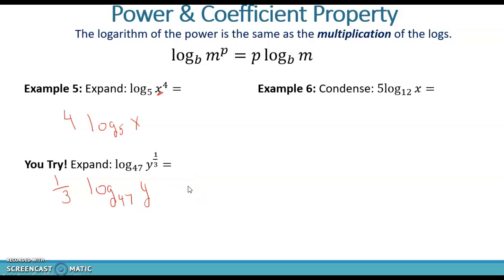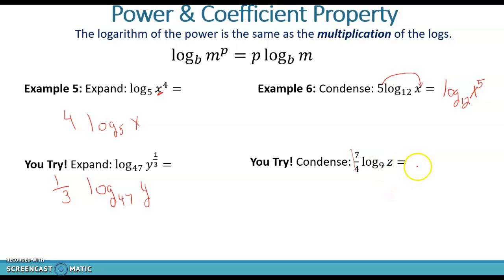Okay, so now let's condense this one. I'm going to go ahead and do this one for you. If we have this, we're going to take the log base 12 of x, and then I'm going to take this thing out in front and put it as an exponent right there. All right? Try the next one here.